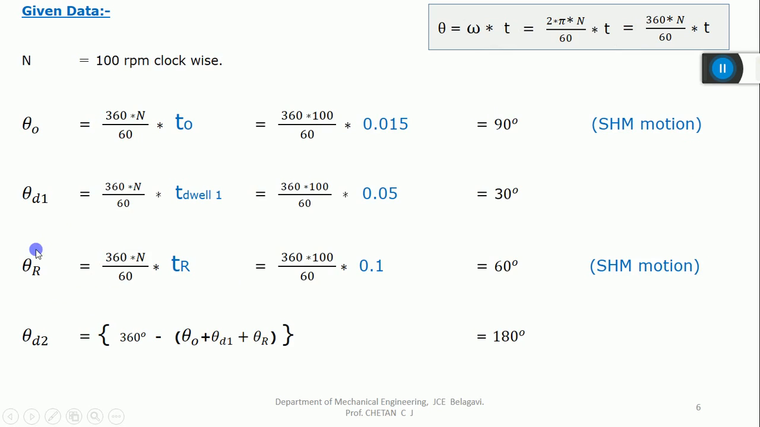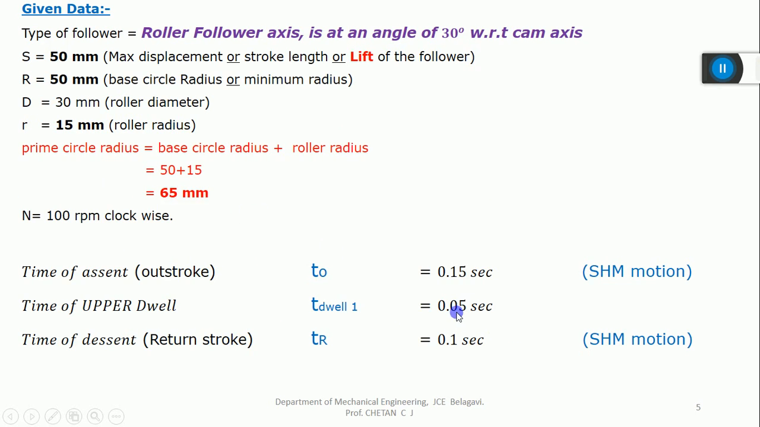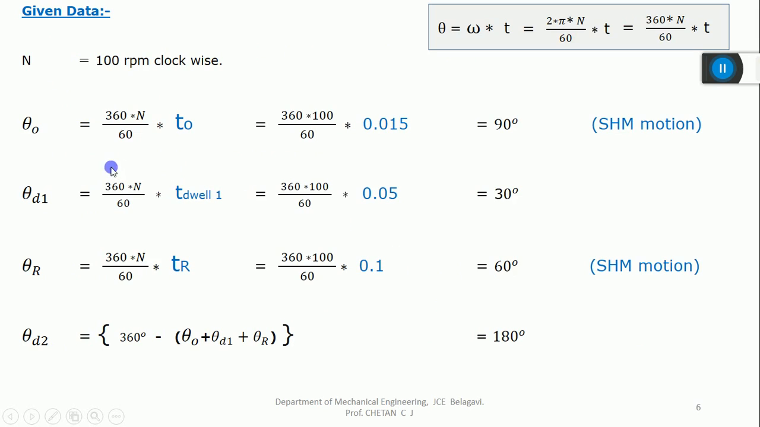After that, I know the time interval for the first dwell, that is 0.05. It's given in the previous slide. I'll input it in this formula. Again, the formula remains the same, 360 into N by 60, only the time will be different. After inputting these values, I'll get 30 degrees. It means for the first 90 degrees of cam rotation, the follower will be moving in an upward direction, that is outstroke, with simple harmonic motion. And for the next 30 degrees, there will not be any motion of the follower. The follower is at rest.